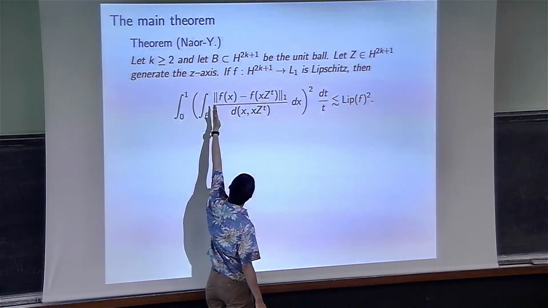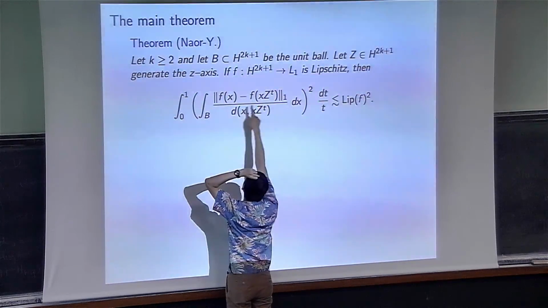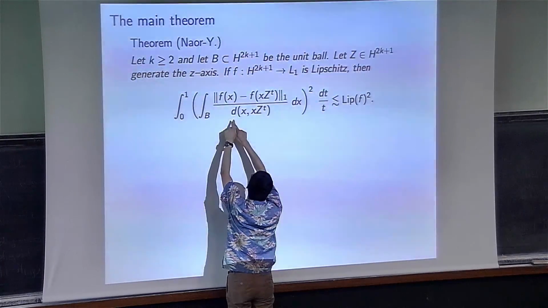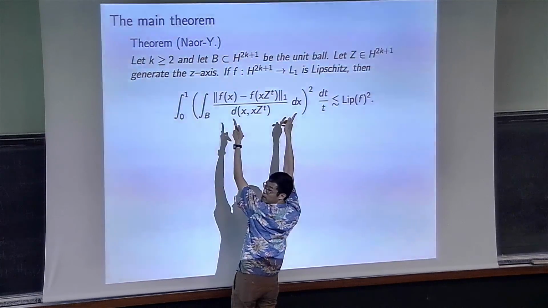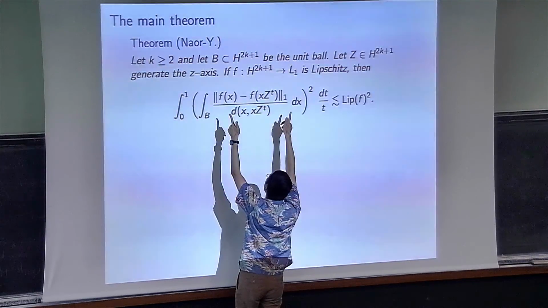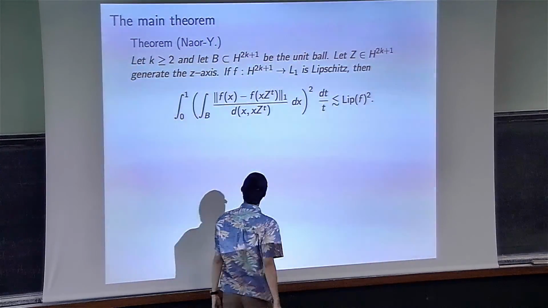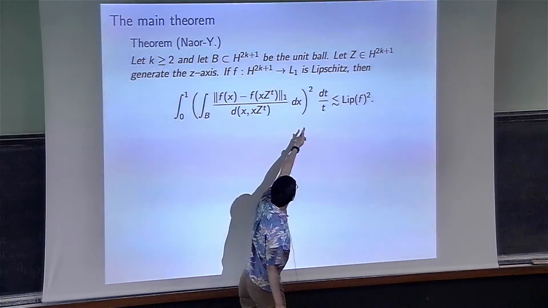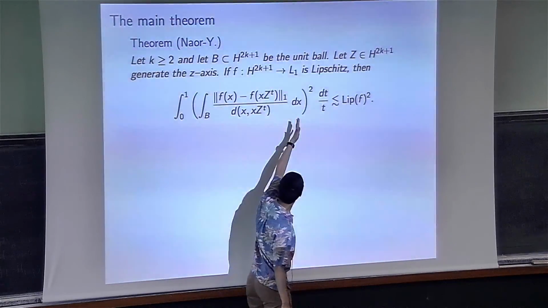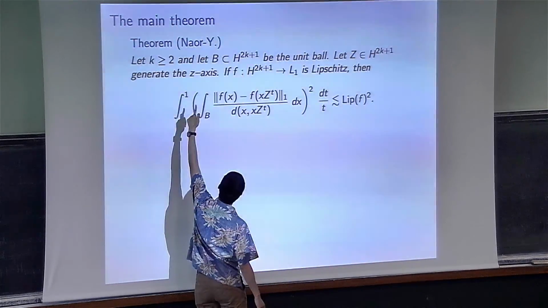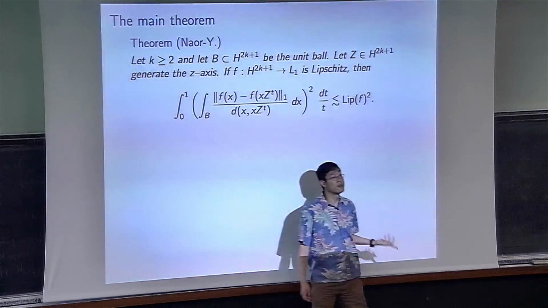So this inequality, we're looking at this ratio here between the distance in L1 between f of x and f of x z to the t, divided by the distance between x and x z to the t. So if the map were bi-Lipschitz, then this ratio would be bounded below by a constant. If the map were bi-Lipschitz, then this integral would be, I guess, the volume of the ball times that constant squared, so some other constant. And then we would be integrating that constant from 0 to 1 with respect to dt over t, and you can check that that integral is infinity.